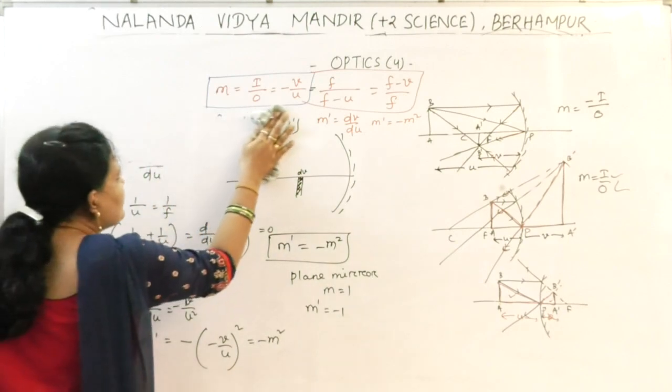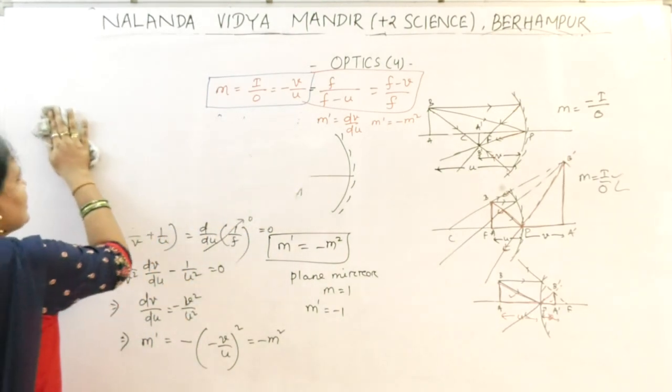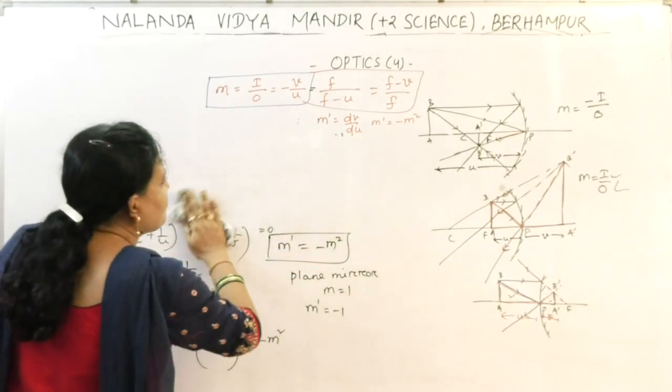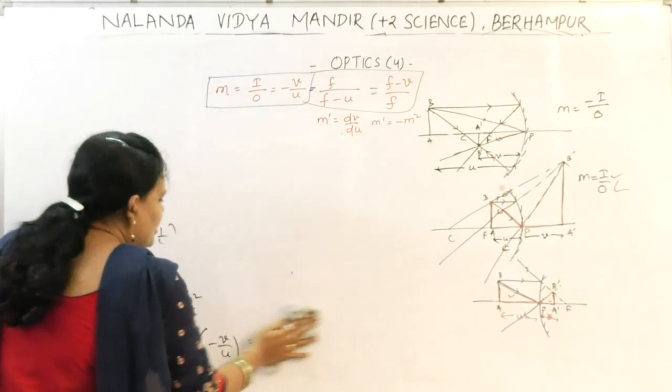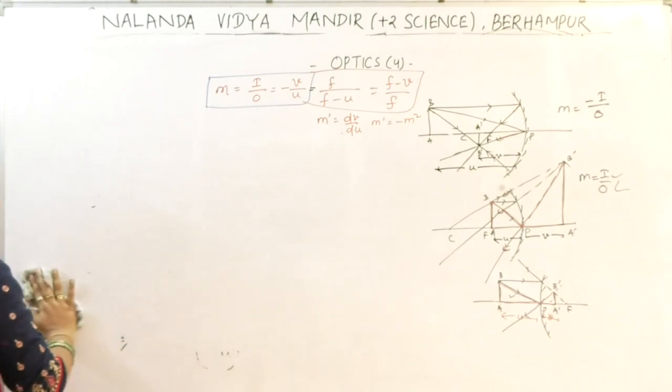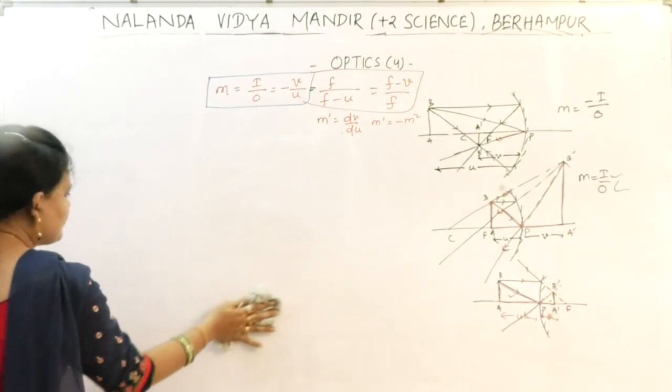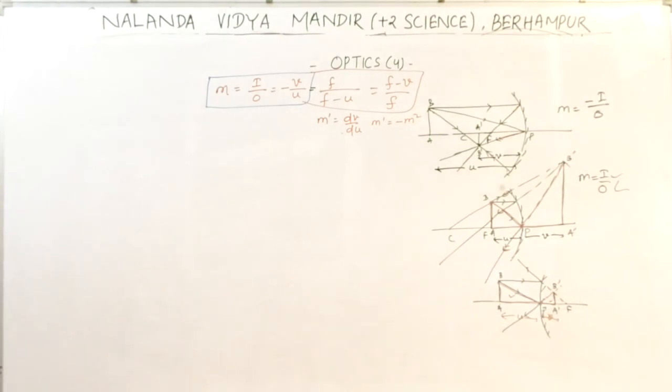Next, one last thing, that is the position and nature of the image based upon the position of the object. Let us first find it for the concave mirror.